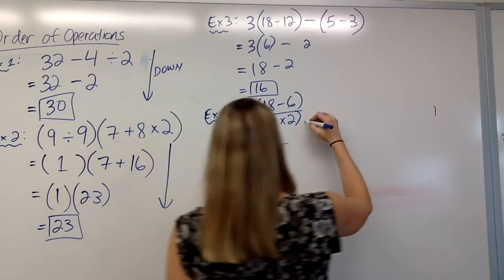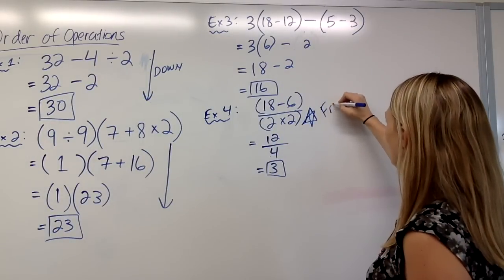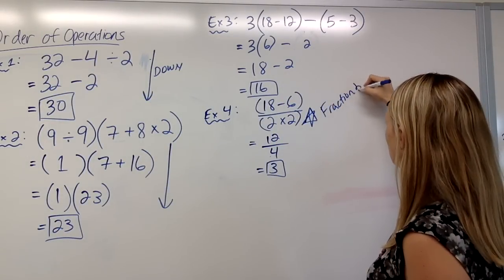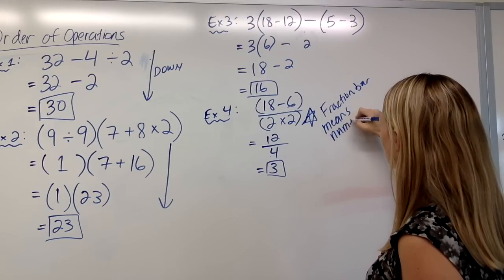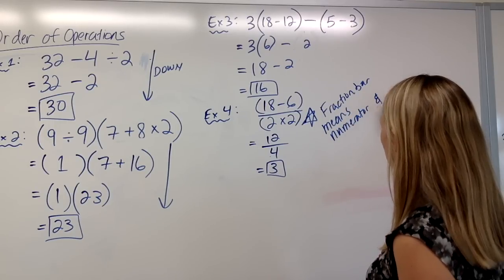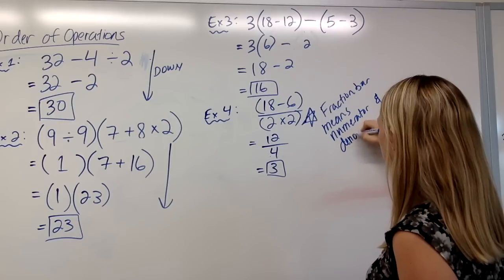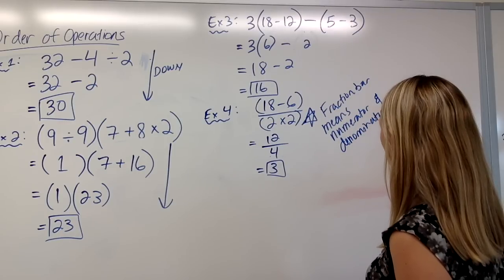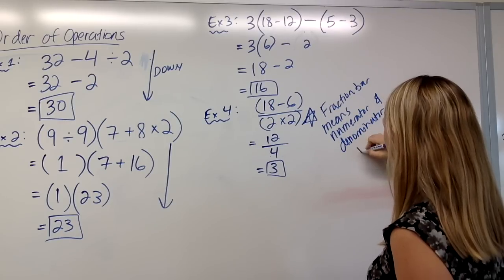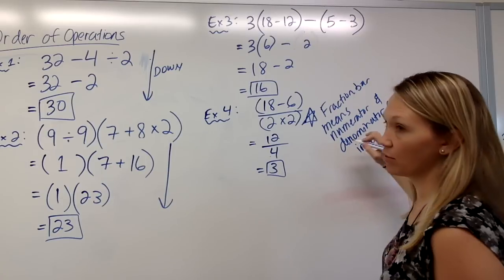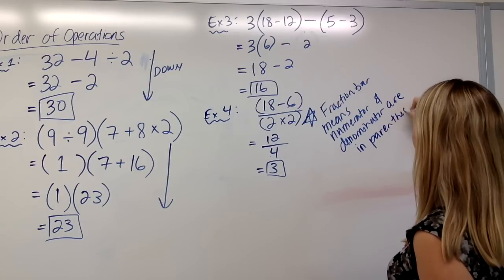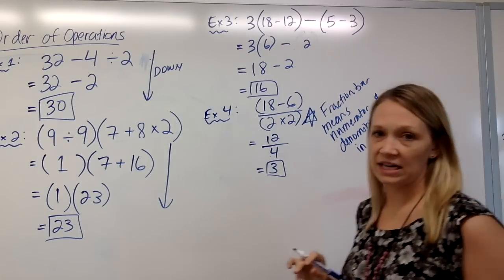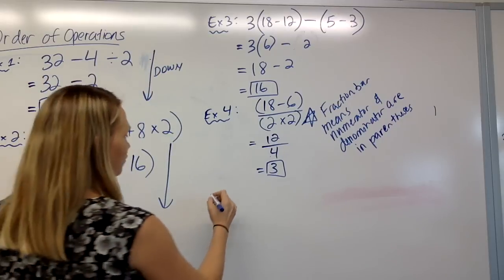So I'm just going to star that and write that over here. Okay, so fraction bar means that the numerator and denominator are in parentheses. And how do you spell parentheses again? I think I actually got that right. I'm really impressed with myself. Okay, fantastic. Example 5.